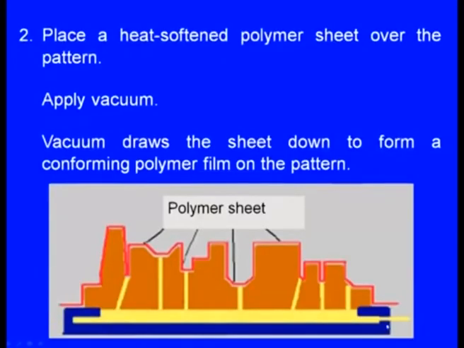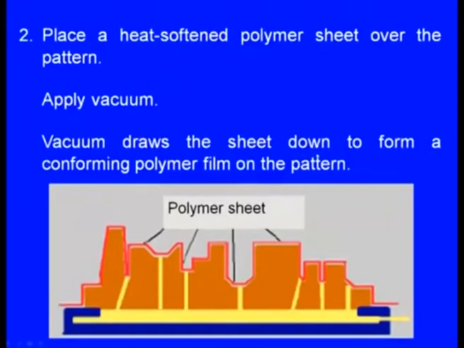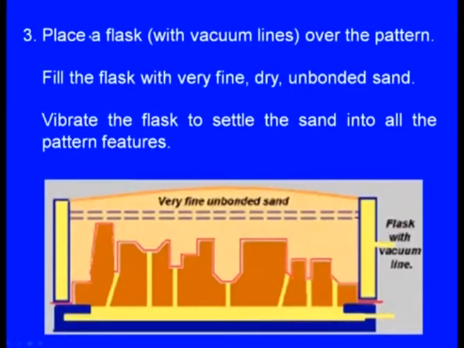It should be heat softened and kept over the pattern such that this sheet will occupy all the corners and the details of the pattern. Then you apply vacuum here, and as the vacuum is applied, the polymer sheet will be sucked. So, vacuum draws the sheet down to form a conforming polymer film on the pattern. As the vacuum is applied, the polymer sheet will be drawn so that it sticks strictly to the details of the pattern.